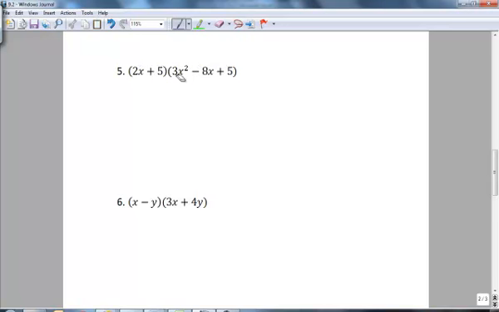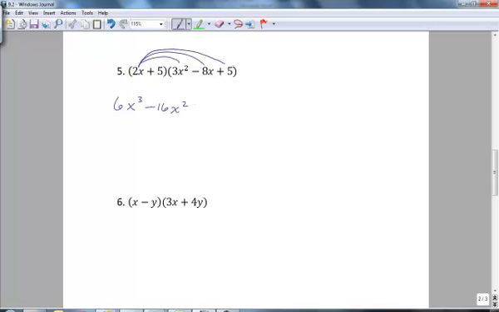So I'll start back over here, and we'll get some details right. So 2x times 3x squared. As always, multiply coefficients, add exponents. So 2 times 3 is 6, and then x times x squared is x cubed. All right, 2x times -8x. Multiply coefficients, add exponents. So 2 times -8 is -16. x times x is x squared.